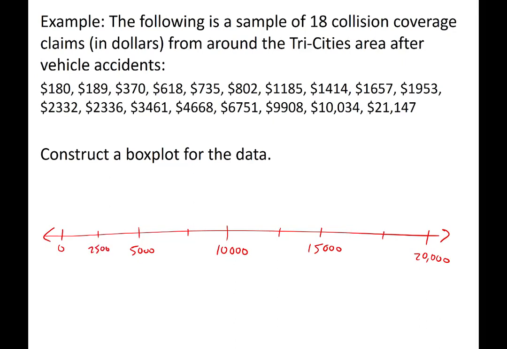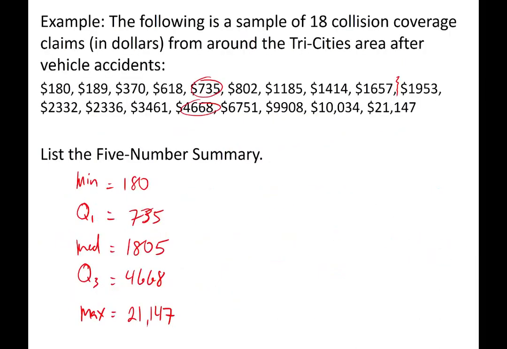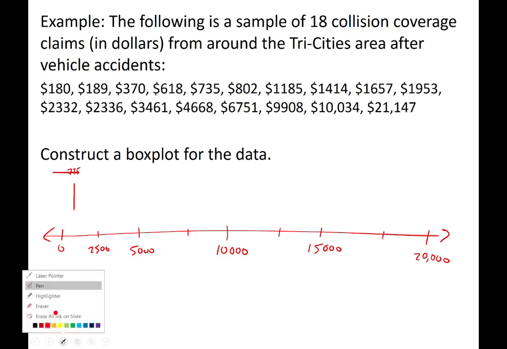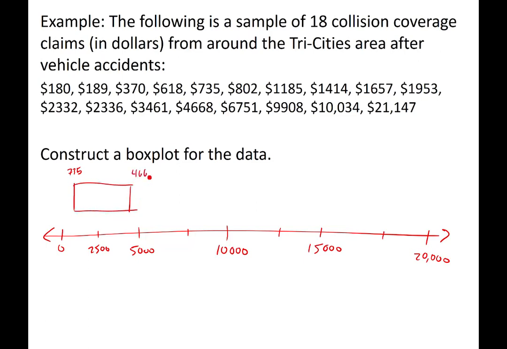Because what was Q1 on this data set? Wasn't it like 735? So it's really low. So down here at 735 is where our box will begin. And it's going to go up to 4668. So our box is 4668. And then the median was what, 1805? So that's somewhere down here. And our min is down here near 0. It's just 180. So it has a really short whisker on the bottom. And then the top just goes way out here, right?